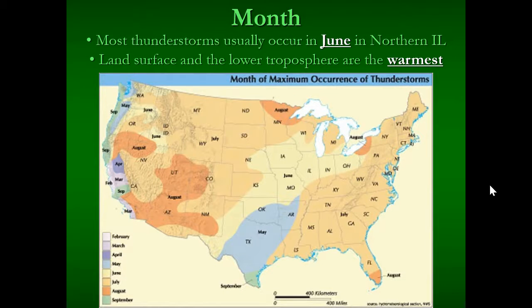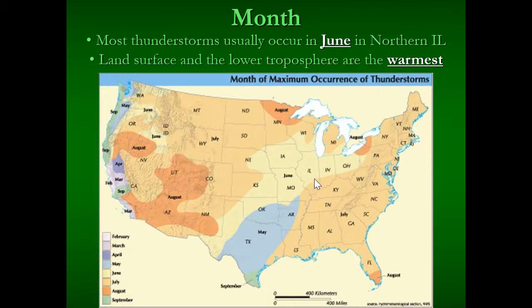Most thunderstorms usually in our area occur in June. And this is when the land surface and the low troposphere are the warmest. You can see here the little band indicating the month of maximum thunderstorm occurrence from this particular study. Noting that it's in probably late June here. We note that a little bit further north, it's July, and even further north, it's August. And then if you go further south, it goes into May here in Texas and Oklahoma. This is when most thunderstorms occur.